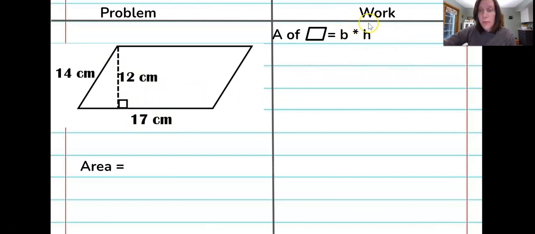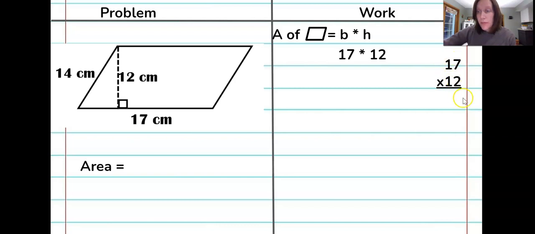So over here in our formula, I'm going to rewrite 17 where the B is times 12 for the H. 17 times 12. Now I just have to solve that. So over on the side, I'm going to do it right here. You should be doing it as well. So I'm going to write 17 times 12.